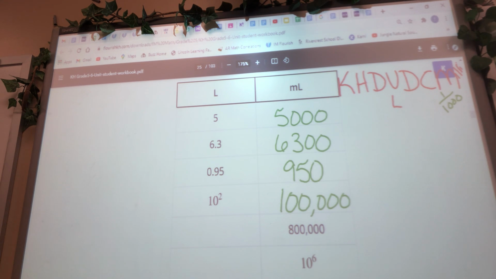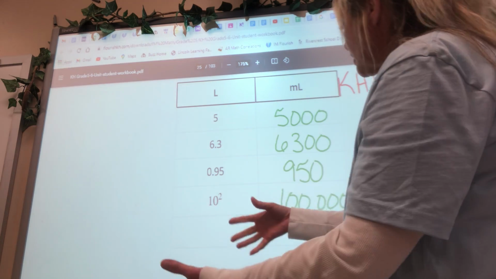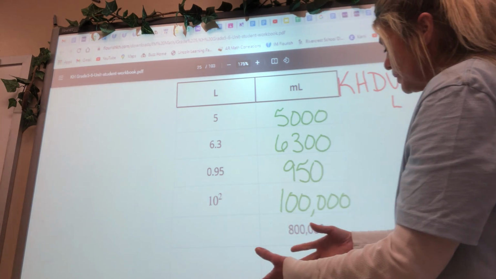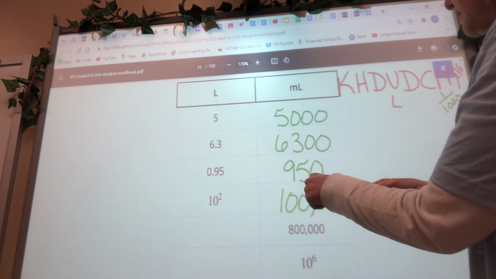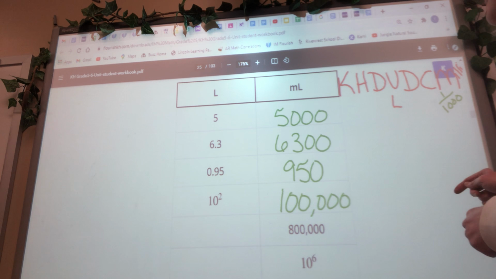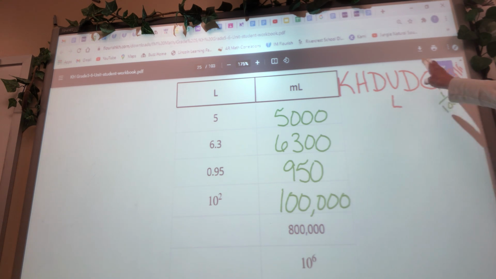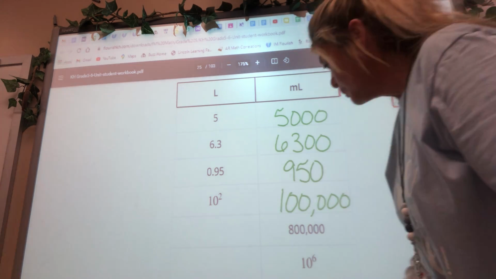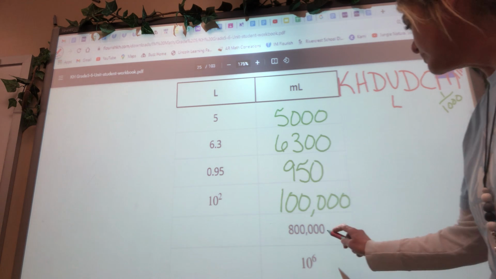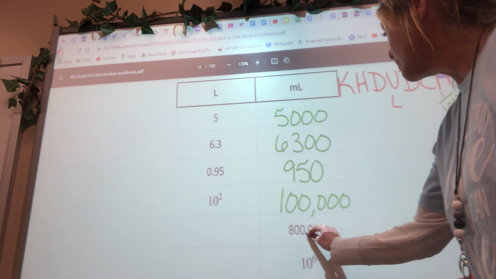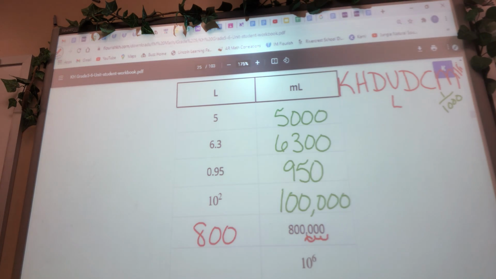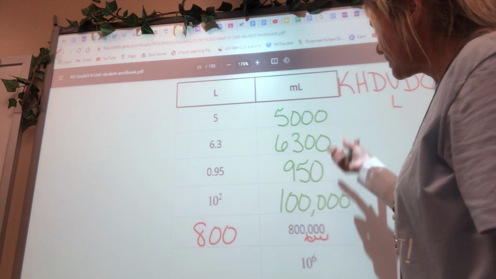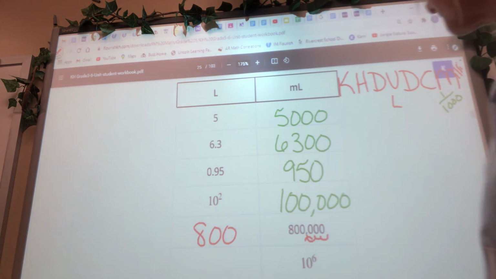All right, now it's asking us to go in the reverse, change from milliliters to liters. So all we're doing is taking away multiples of 10 instead of adding multiples of 10. So if we're at milliliters, and we need to be at liters, our base unit, that would be 1, 2, 3 multiples of 10 to the left. So 1, 2, 3. So 800 liters. That makes sense. 800,000 divided by 1,000 would be 800.